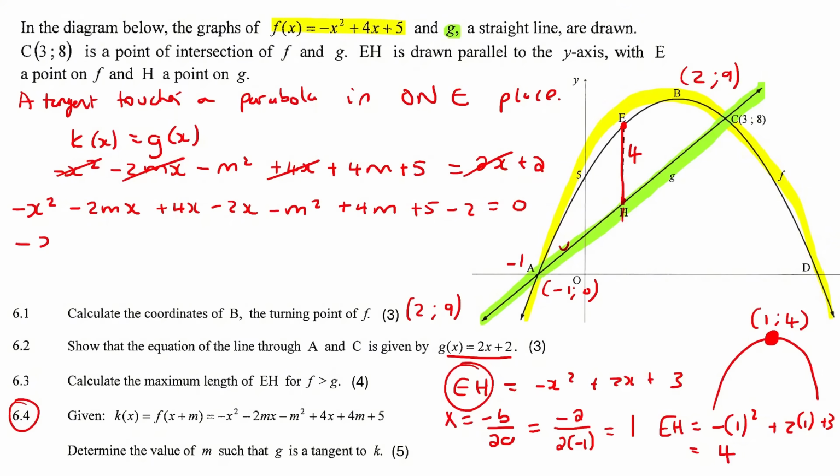Okay, so what we're now going to do is simplify these two. 4x minus 2x is just going to be 2x, sorry. Looking to see if you're awake. And then minus m squared plus 4m.